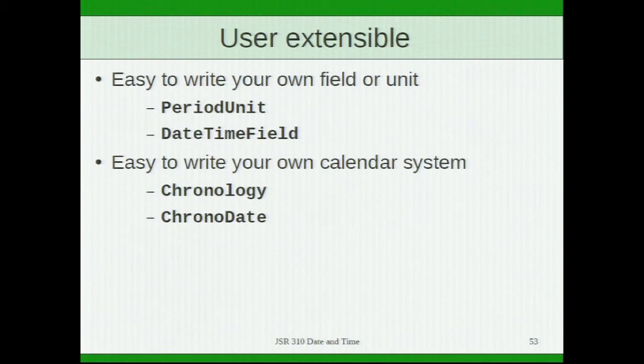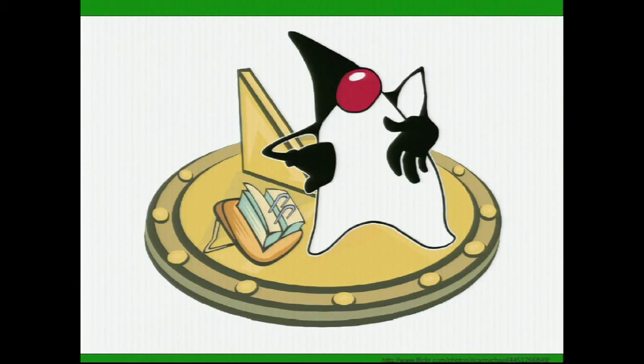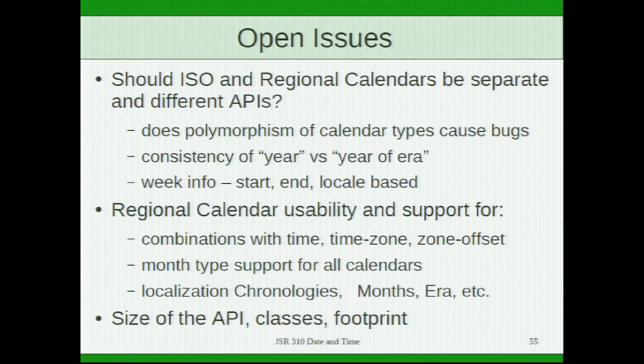So shifting topics a bit to where we are and what we have to do next. There's a set of open issues. We're looking at where we are in the schedule and what needs to be done. We've got some key questions, reevaluating the current APIs about the relationship between the regional calendars and the ISO calendars, and how much support should be in the regional calendar APIs to make them usable. We'll get to some questions about that later. The size of the APIs was at some point a concern, but it's gotten a lot better, and it's a question of how it has to fit into the JDK. There are a few questions there.